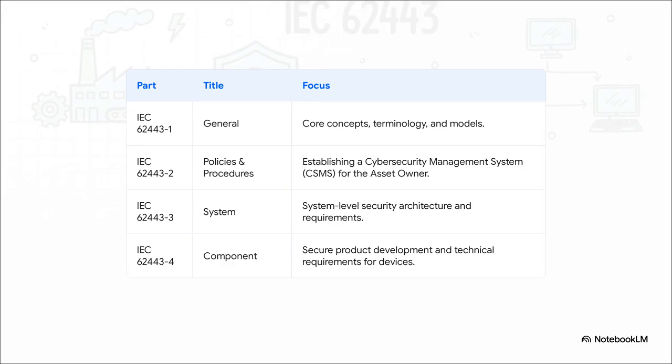The standard itself is broken down into 4 big pieces. Part 1 is kind of the foundation. It sets out all the basic concepts and terms, so we're all speaking the same language. Part 2 is for the asset owners. It's about how you manage security as an organization. Part 3 is for the system integrators, how you build a secure system. And Part 4 gets right down to the nitty-gritty, the security requirements for the actual devices themselves. You can see how they all fit together to cover security from top to bottom.